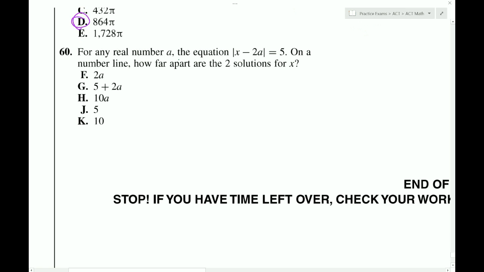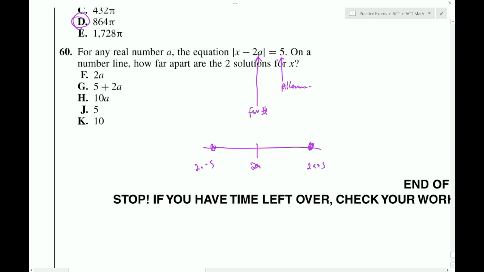For any real number a, the equation |x - 2a| equals 5 on a number line. How far apart are the two solutions for x? Okay. So my favorite way to interpret this is to have this be your favorite number and this be your allowance on either side. Okay? So here's my favorite number 2a, right? And my allowance, this would make 2a minus 5 and this would make 2a plus 5.